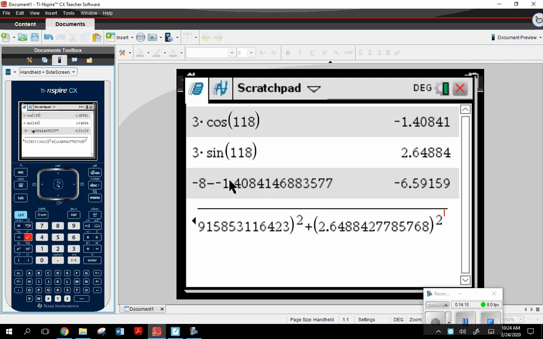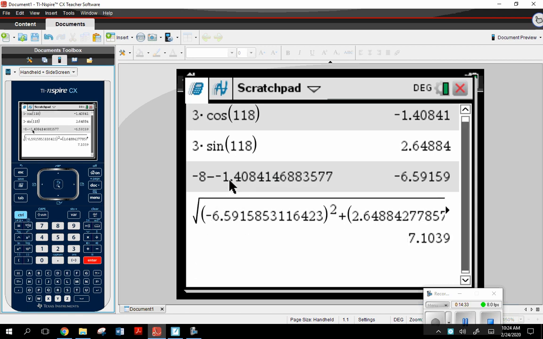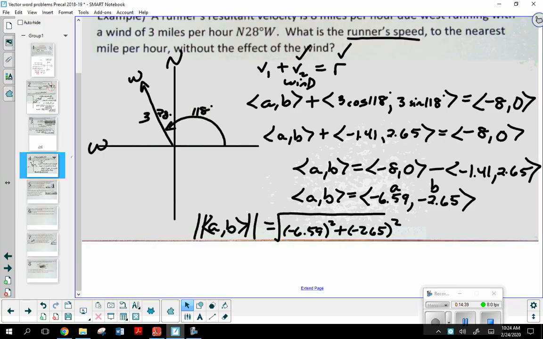Okay. So this is going to find the magnitude of the runner's vector, which will be the speed that the runner was traveling before the wind affected him or her. I don't know what gender the runner is. But what should I get when I push enter? What's that, Connor? There you go. Okay. So I got 7.1. I'd say that's perfect. So about 7.1 miles per hour.